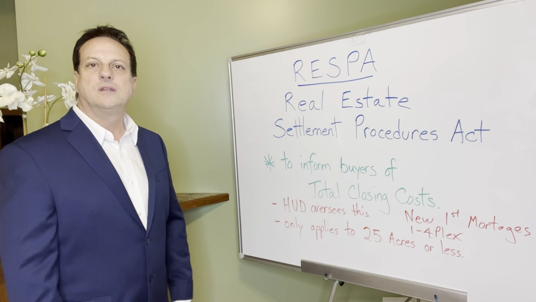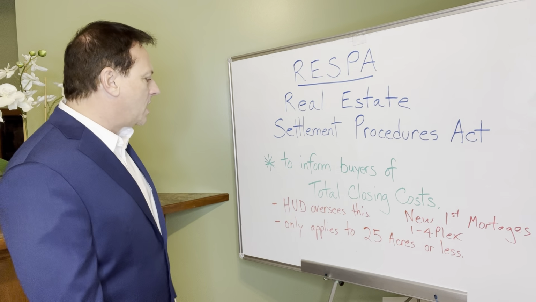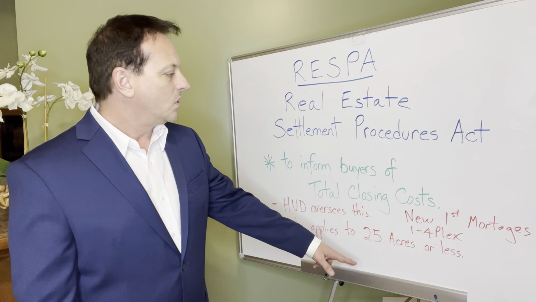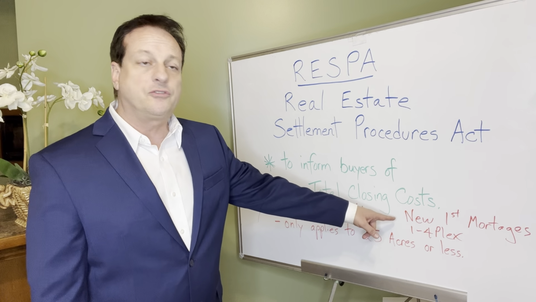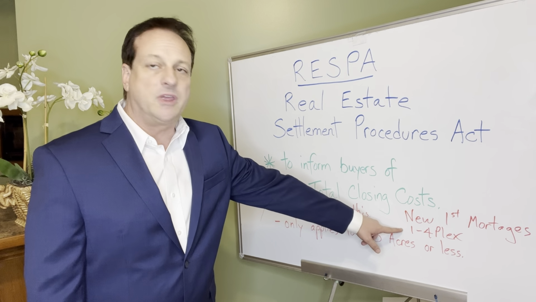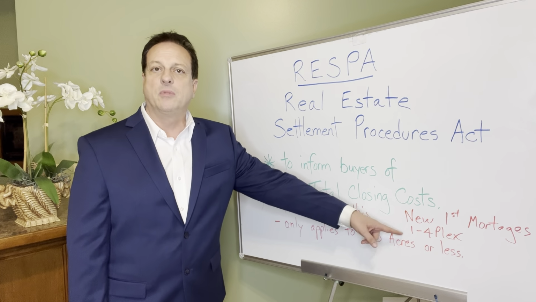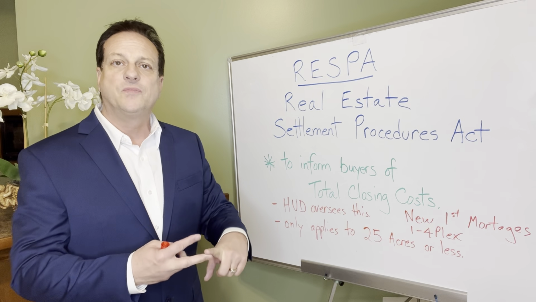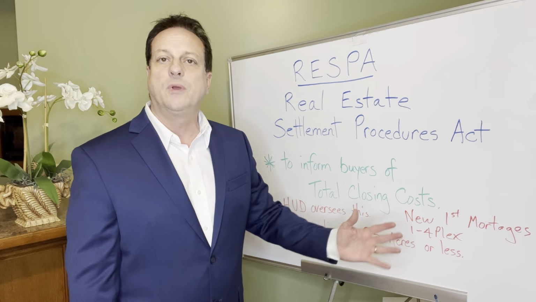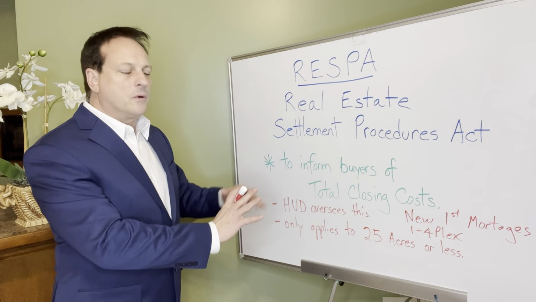So if you get a question, who oversees RESPA? Well, it's the Department of HUD. It only applies to 25 acres or less. It applies to all first mortgages. And again, we just talked about this, from single family, 1 property, up to 4plexes. So a single family or 2 properties, a duplex. A triplex would be 3 units combined, or a 4plex. When we get 5 units and higher, RESPA does not apply anymore.